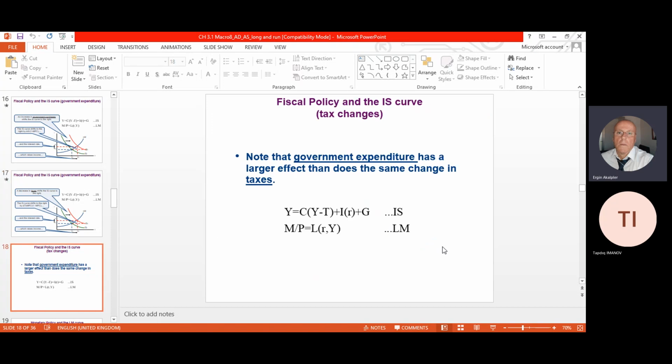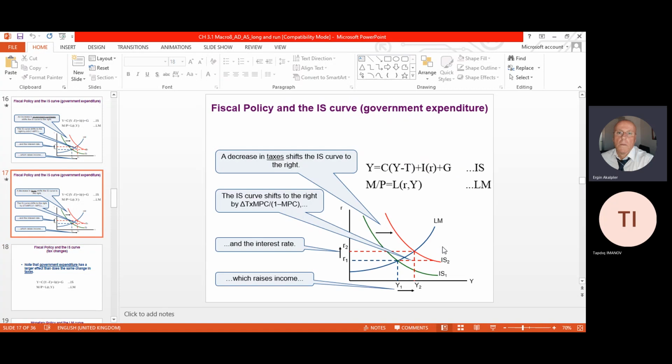On fiscal policy and the IS curve, when a tax change is realized, note that government expenditures have a larger effect than the same change in taxes. As I mentioned, taxes and government expenditures impact output positively, and at the end of the day this shifts the IS curve to the higher position, and the LM is also enlarged.